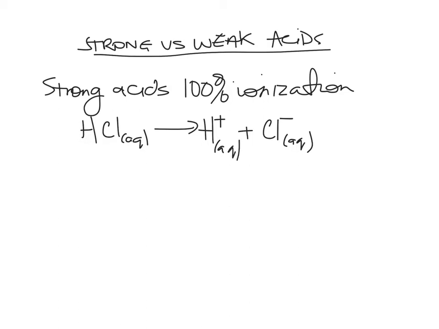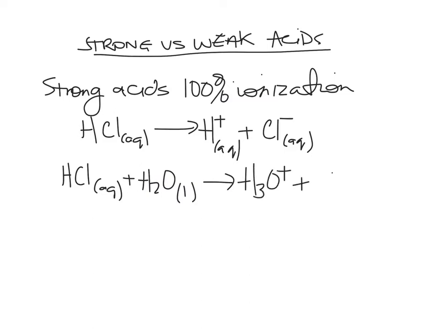Or if you're going to do it the formal equation, you add in your water and you have the hydronium ion and chloride ion. Now you'll notice that the arrows that we use for strong acids are single arrows because it's 100% ionization. They're not weak, it's not partial. If you have a weak acid in solution, then you're going to use the double arrows because there will be an equilibrium that's established.